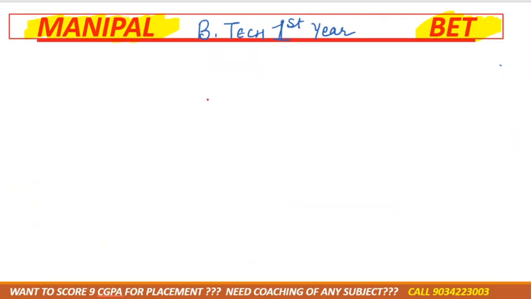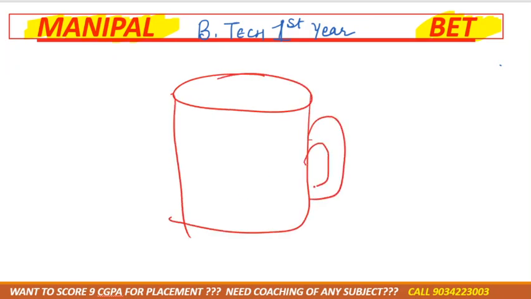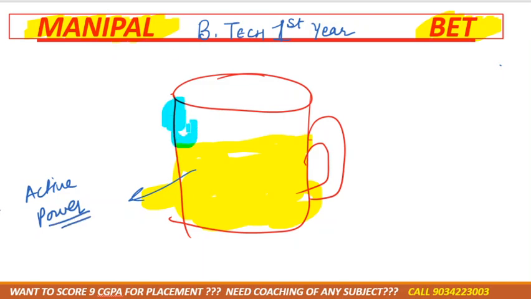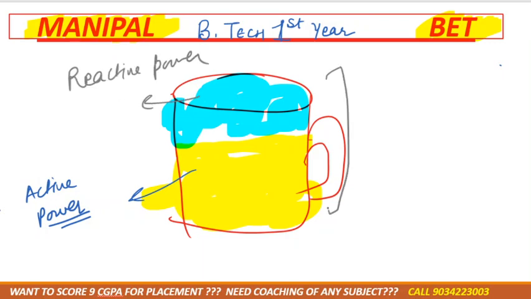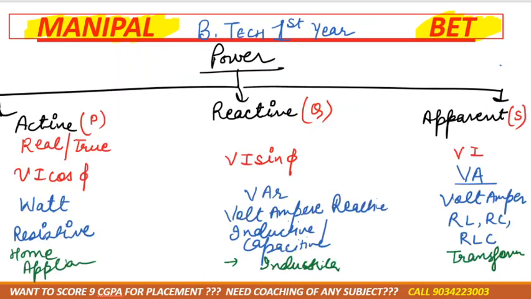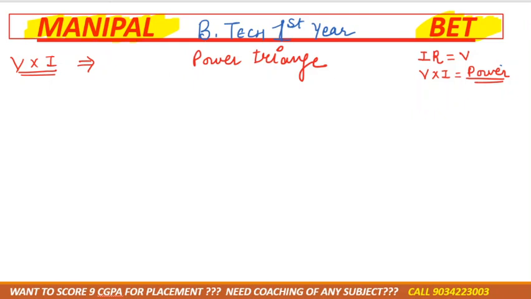Got it? Active power is the real power. Suppose you are having a cup of beer. The beer is filled up to around here, so that is the active power, which you are consuming. And above it there is froth, and that froth is the reactive power, which you can't consume, correct? And you have to pay for both active and reactive, so their combination is known as apparent power. Understood?